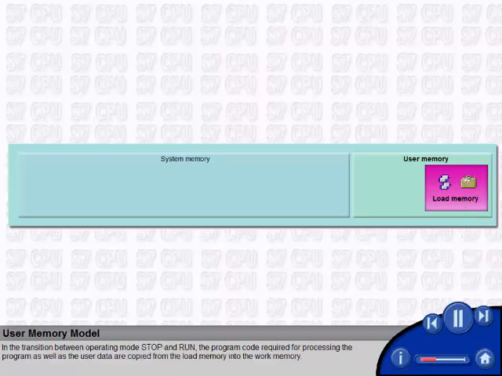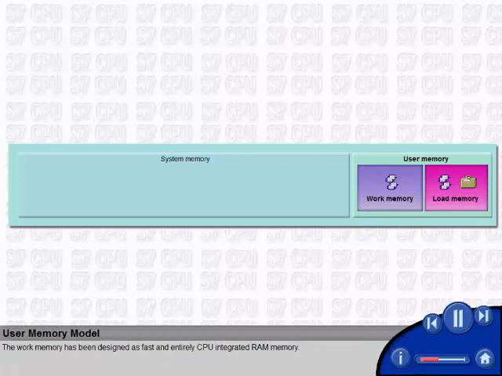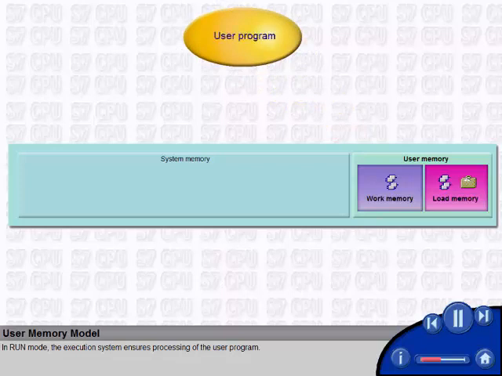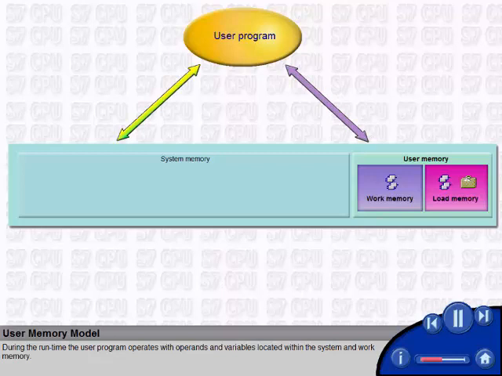In the transition between operating mode stop and run, the program code required for processing the program as well as the user data are copied from the load memory into the work memory. The work memory has been designed as fast and entirely CPU-integrated RAM memory. In run mode, the execution system ensures processing of the user program. During the runtime, the user program operates with operands and variables located within the system and work memory.